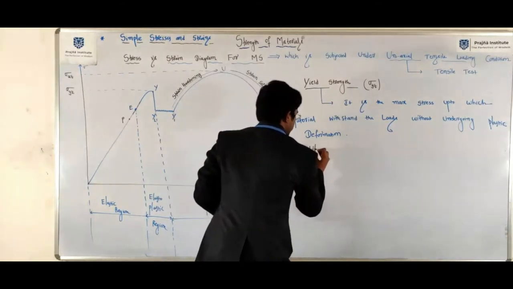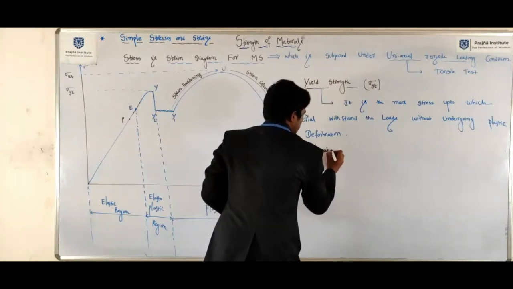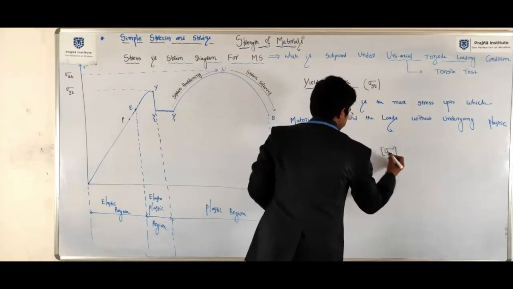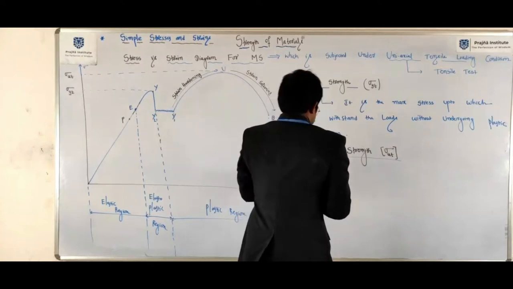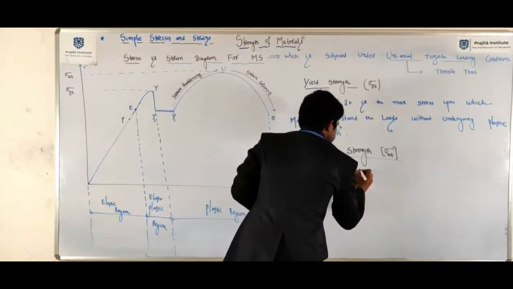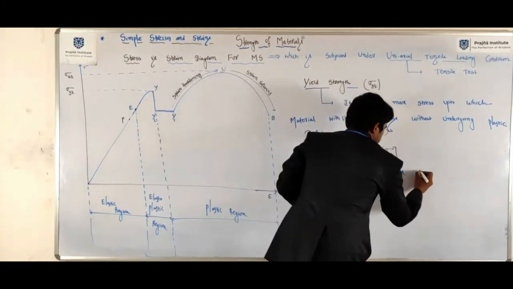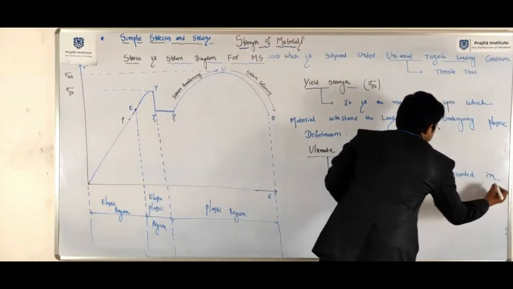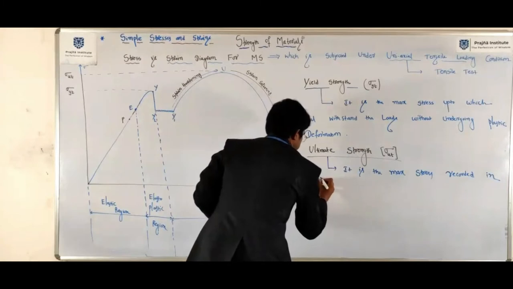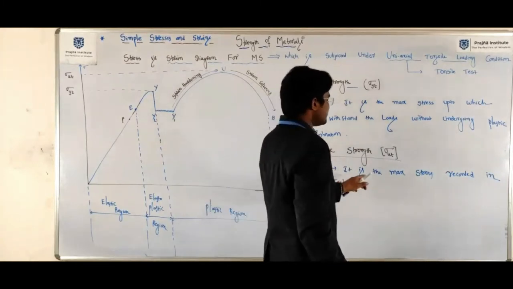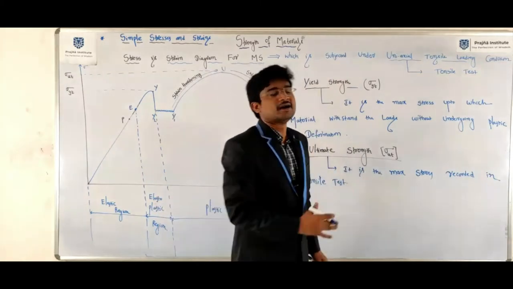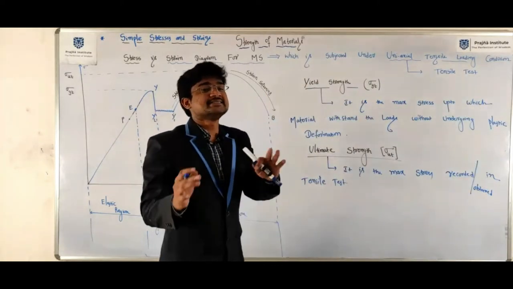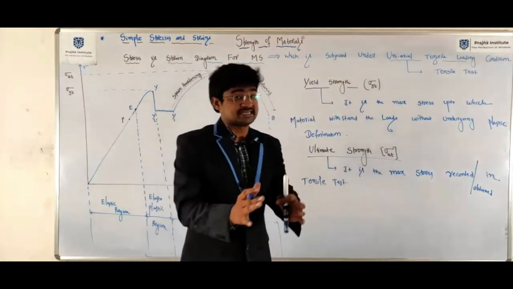Next, ultimate point or ultimate stress. Ultimate strength or ultimate stress, sigma ut. Here, it is the maximum stress recorded or obtained in the tensile test. It is ultimate stress.